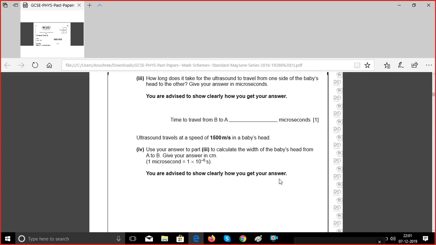Here you have to use distance equals speed times time. To work out how many seconds that is, we know it's 60 microseconds, right? So they got 60 microseconds by doing 6 times 10 to the minus 6.